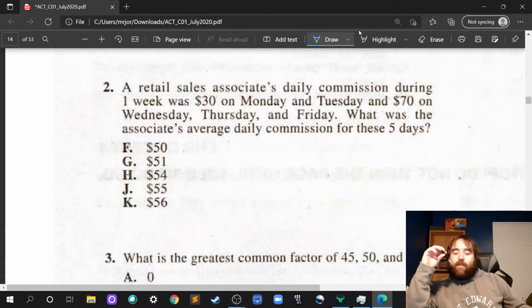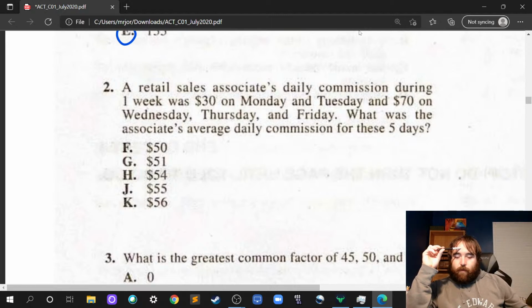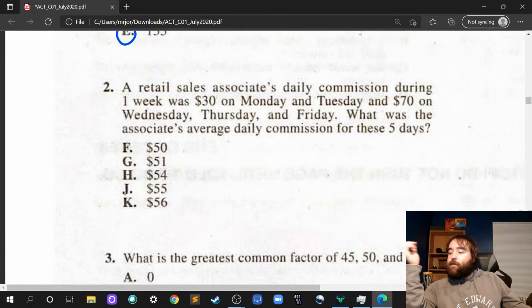And then a retail sales associate's daily commission during 1 week was $30 on Monday and Tuesday, $70 on Wednesday, Thursday, Friday. What was the associate's average daily commission for these 5 days? Daily commission. So they made $100 and there's 5 days.